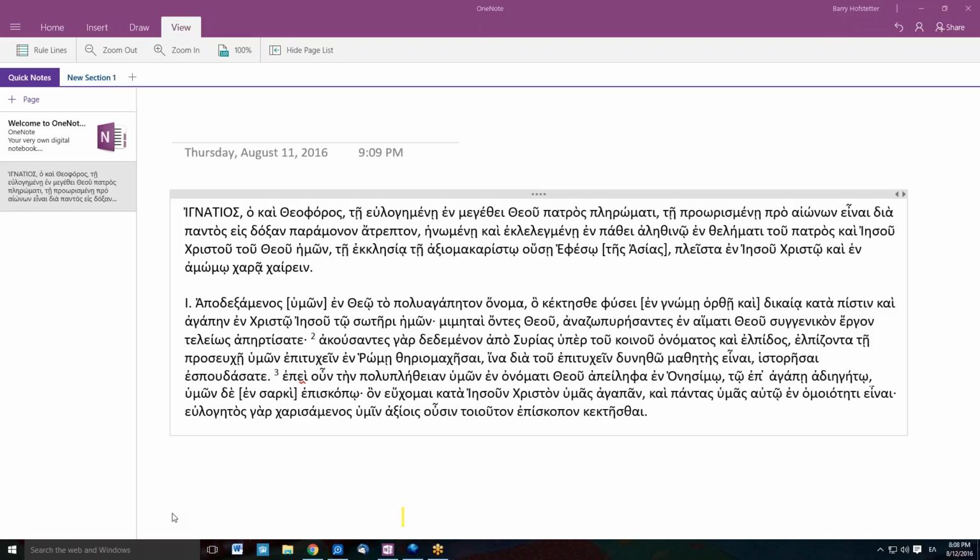Now the next phrase, standing in apposition to Ignatius. Would somebody like to just read that? Just the next phrase to the comma. Ho kai theophoros. Right. So you have the article there, ho, and kai. And what do we think theophoros means? God-bearer or God-fearer, maybe? Yeah, God-bearer is a little better.